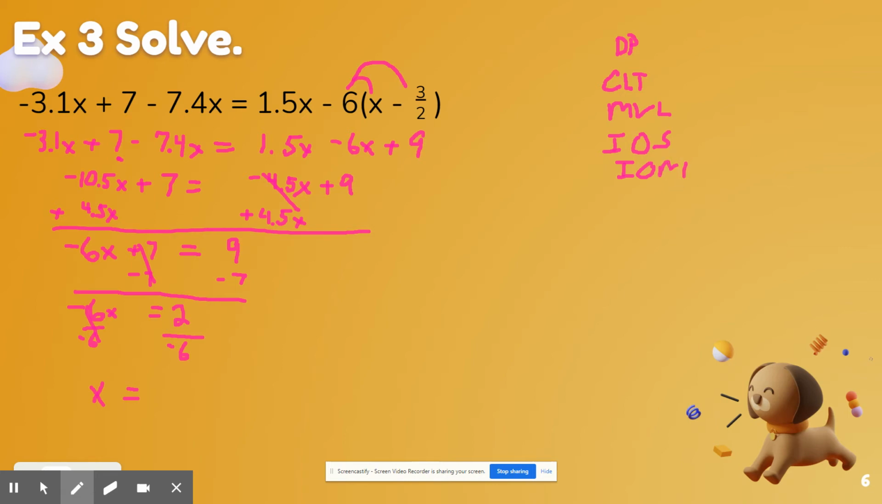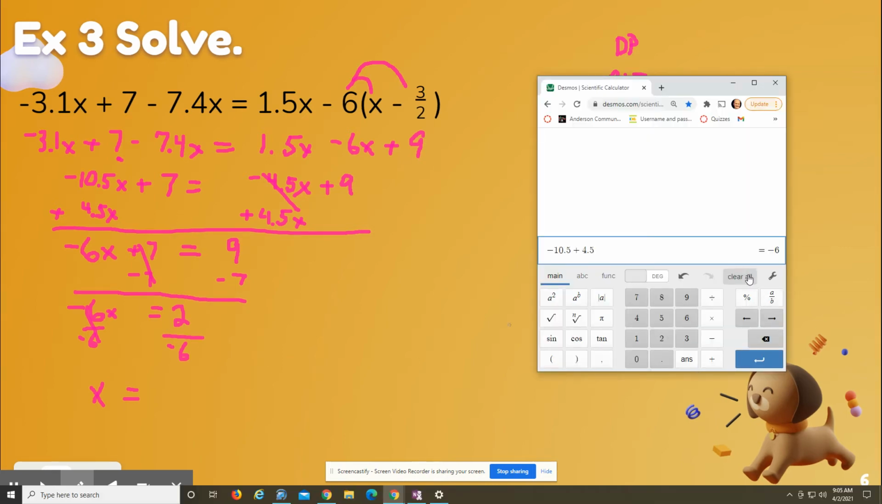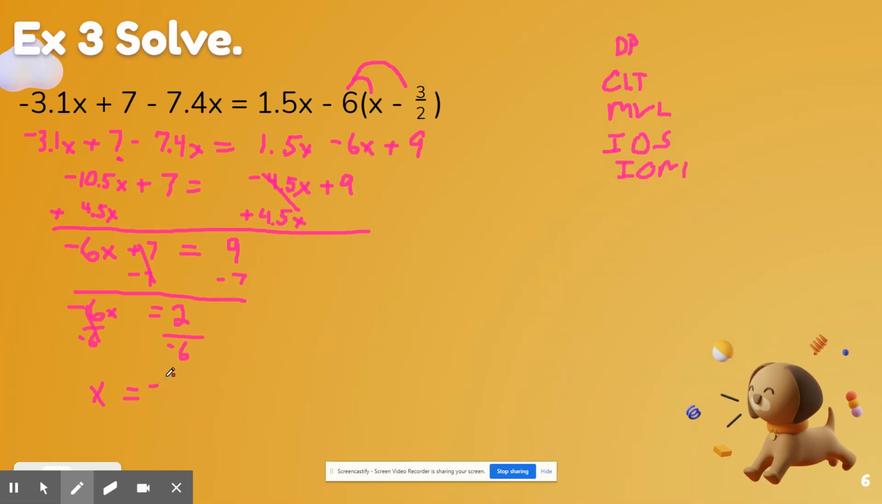So we go to our calculator, and we can simply type in 2 divided by negative 6. And it gives us a decimal, but I like fractions better, so click that circle, and it's going to come out to be negative 1/3. That's why it's super important to learn how to use Desmos, because it makes the math a lot easier for you. So x is equal to negative 1/3.